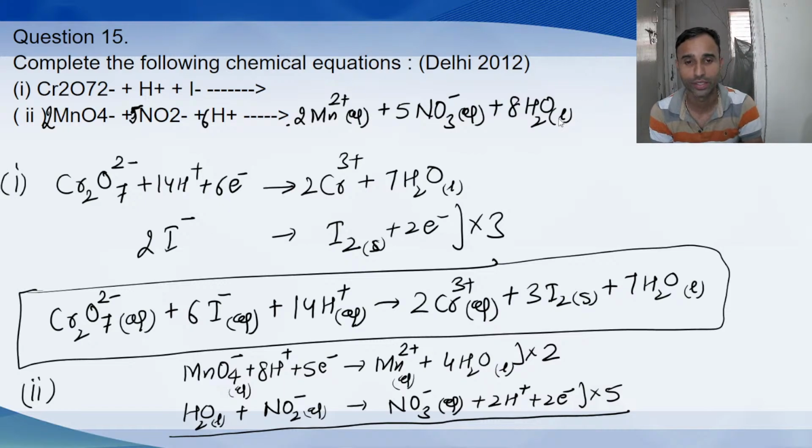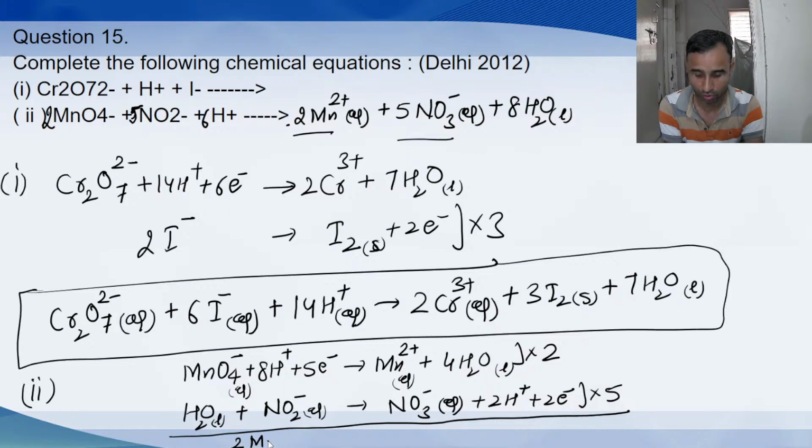Yes, it is balanced. To verify: 2 MnO4- gives minus 2, 5 NO2- gives minus 5, so minus 7, plus 6, so total minus 1 charge on the left side. On the right side, 4 positive, 5 negative, minus 1. So it is balanced.